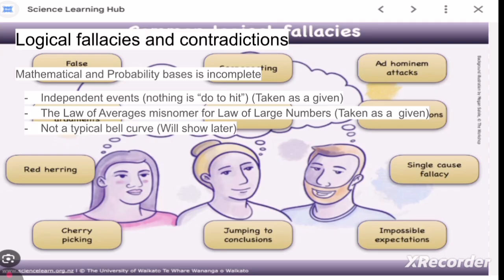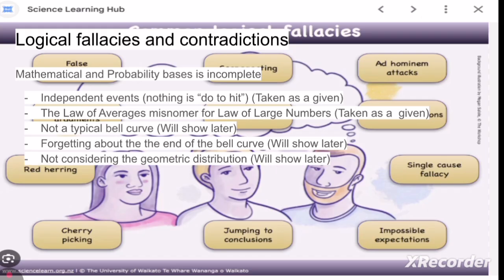Another misunderstanding when it comes to the probabilities is that we think of the bell curve, right? This nice shape, both sides being equal to each other, when that's not necessarily the case. We're going to take a look at what the bell curve would look like for the roulette wheel in this case. You're going to see it does not fit the typical bell curve. What we should actually be looking at is the geometric distribution.